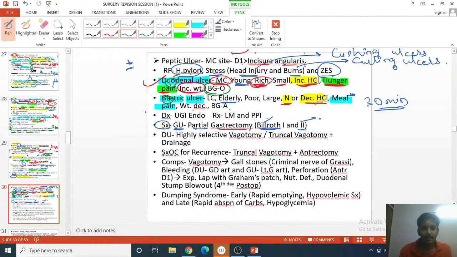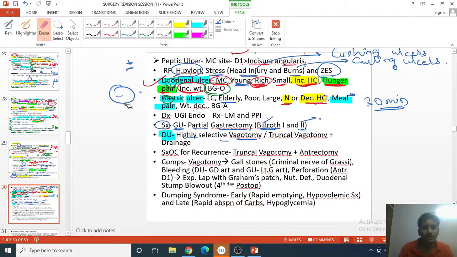Okay, then in the meanwhile I'll talk about duodenal ulcers. So in duodenal ulcers we'll perform a highly selective vagotomy. As we all know, vagus has an inhibitory action on the gastric GIT. Okay, so remember, vagus has an inhibitory action on GIT.